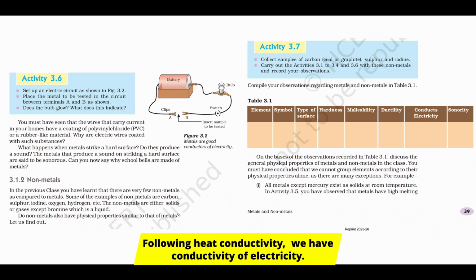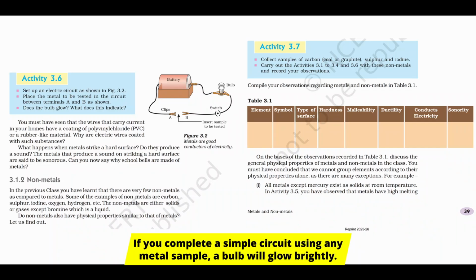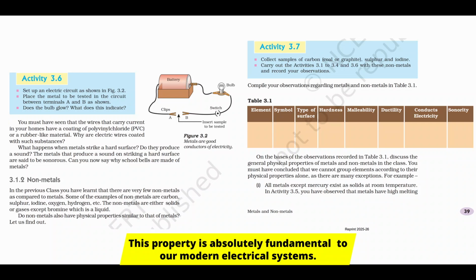Following heat conductivity, we have conductivity of electricity. There's no doubt about it. Metals are superb conductors of electricity. If you complete a simple circuit using any metal sample, a bulb will glow brightly. It signals the free flow of current. This property is absolutely fundamental to our modern electrical systems.